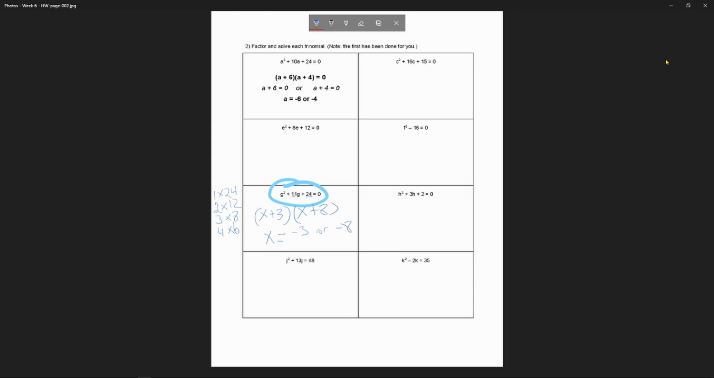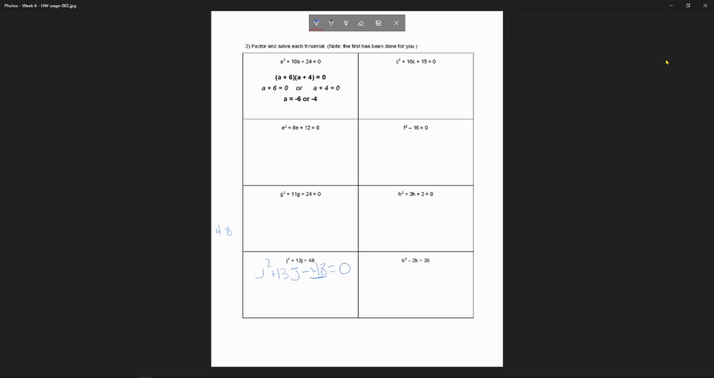or negative 8. When you see ones like this, the first thing you want to do is move this 48 over so that you can set the whole thing equal to 0. So we'll have j squared plus 13j minus 48 equals 0. So we have to find two numbers that will multiply to negative 48, but will add to positive 13. So how do we do that? We can factor out this 48, or find the factors.